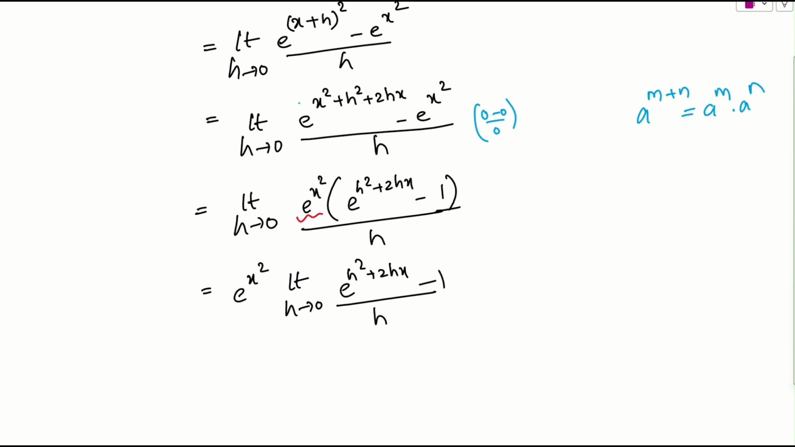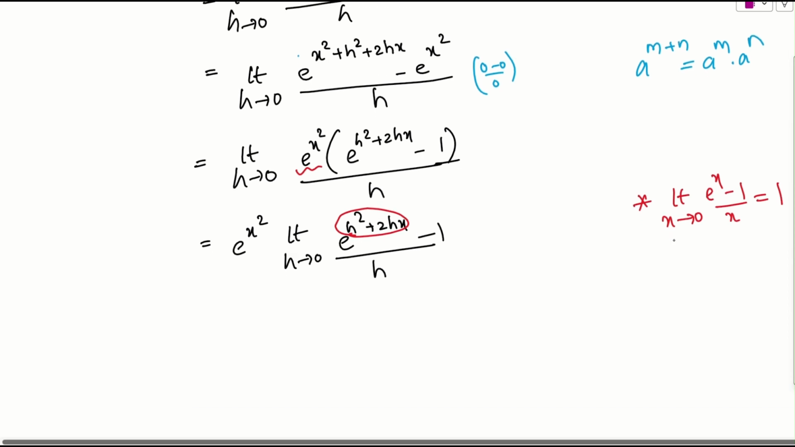So if you remember properly, we have a formula in the limits. What is the formula here? Limit x tends to 0, e power of x minus 1 by x will be always 1. Whatever the power is, the same thing should be there in the denominator. This is the power, what is it? h square plus 2hx, right? So now let us apply that one.